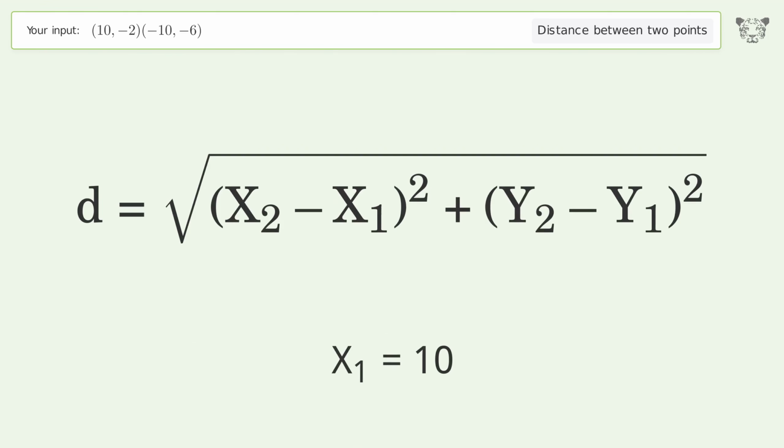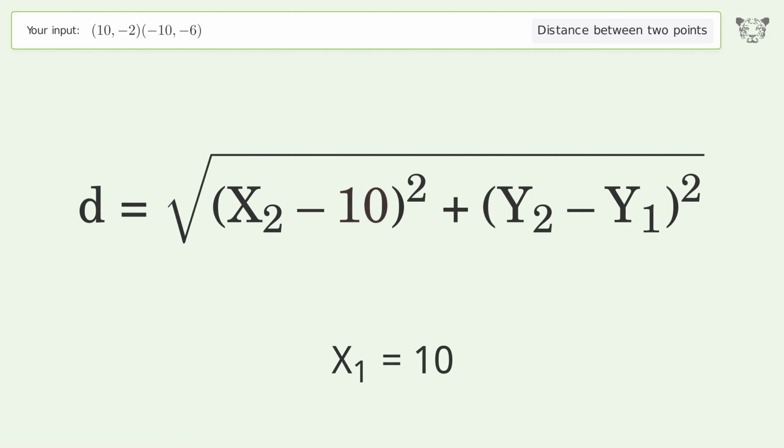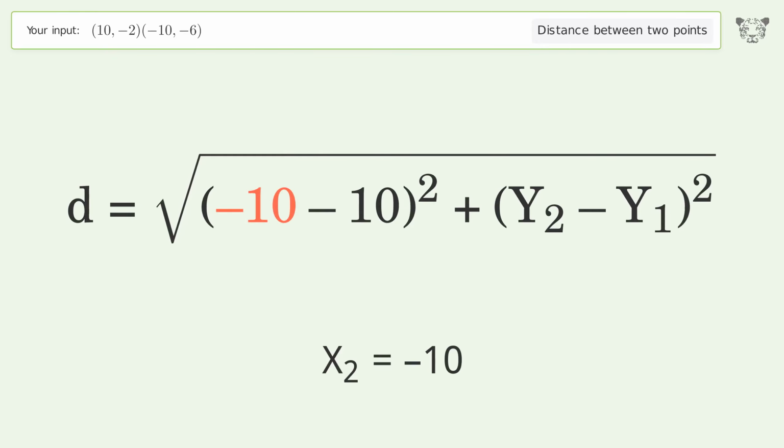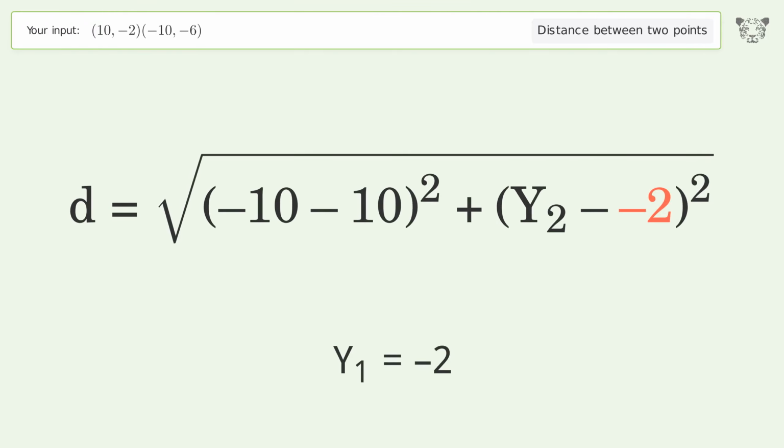x1 equals 10. x2 equals -10. y1 equals -2. y2 equals -6.